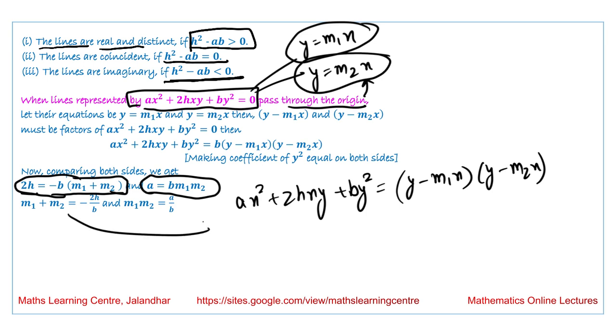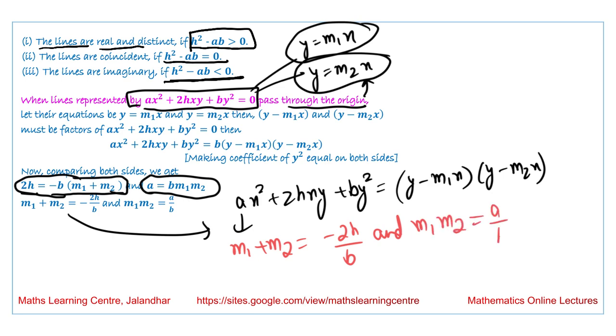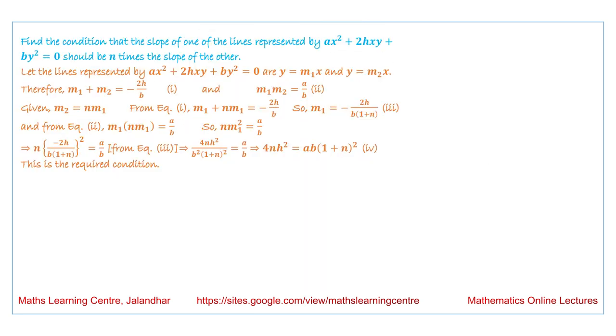So from these conditions we are getting that m1 plus m2 is equal to minus 2h by b, and m1 into m2 is equal to a by b. Now next we have: find the condition that the slope of one of the lines represented by this combined equation should be n times the slope of the other.